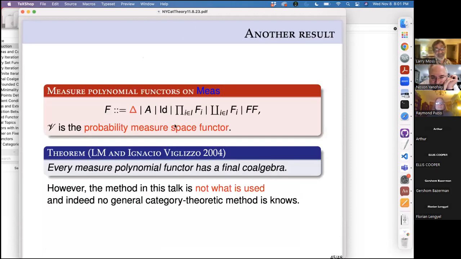Going to the measurable case. This is what you need to do Harsanyi type spaces. This is on measurable spaces. With a student in 2004, we showed that every polynomial functor in this, so that means every functor you could build in this kind of way, has a final coalgebra. But actually, it's a totally different method. It uses a version of modal logic that was known by the economists. So it was kind of inspired by work of Aviad Heifetz and Dov Samet and some other people. But this settled a bunch of questions for the economists. But as for this talk, it's totally different.